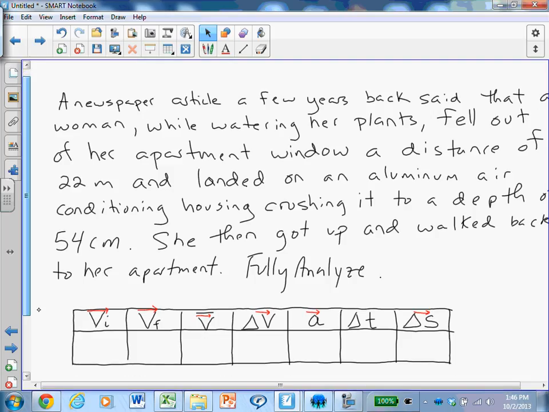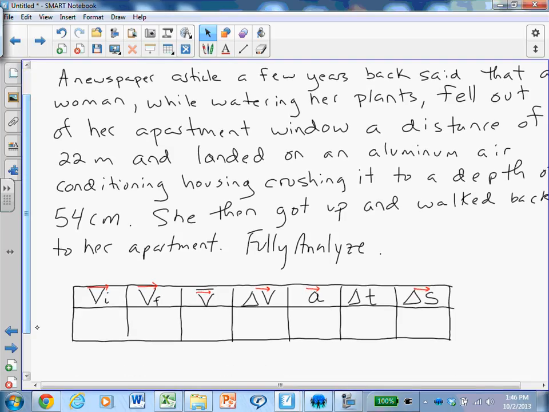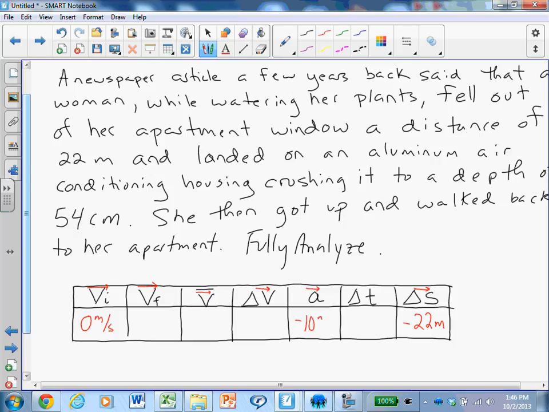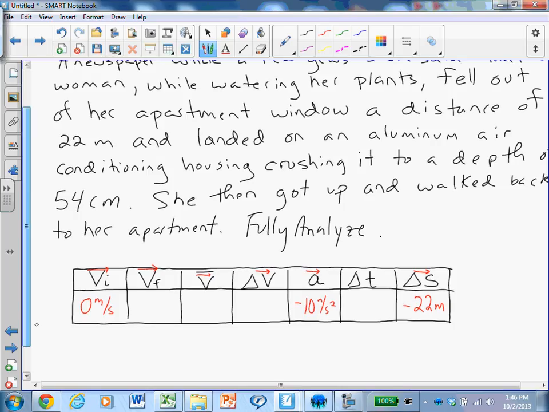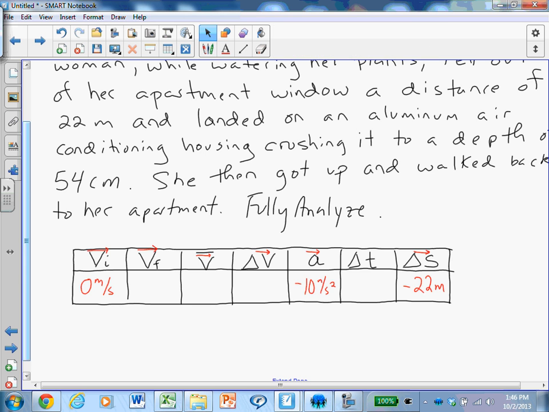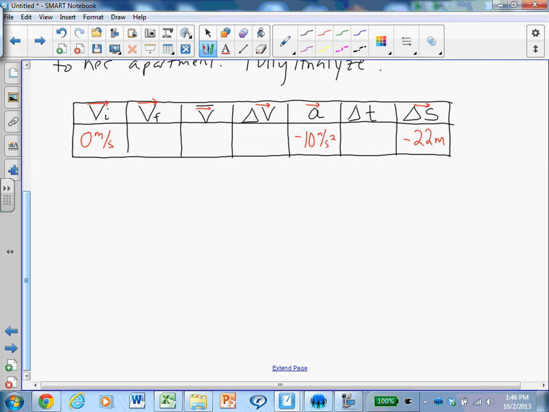So she falls out a distance of 22 meters. So that would be minus 22 meters here. And assuming she just fell, she would start at 0 meters per second. And she's under the influence of gravity once she leaves that ledge, and it's minus 10 meters per second squared. And now we go back to our VF squared equation here.